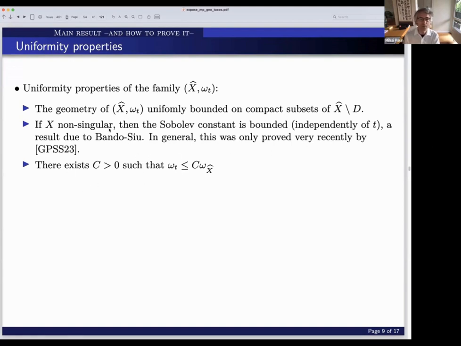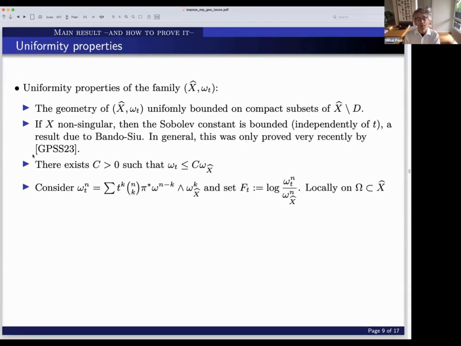So all in all, we do have a Sobolev inequality which is uniform with respect to this family. Now, there exists a constant such that omega t is uniformly bounded from above. That's absolutely clear. But then there is another property which this family of metrics satisfies, despite the degeneracy that we have.